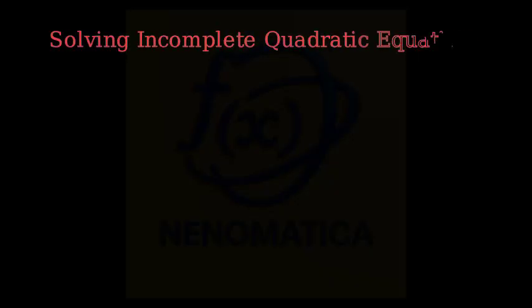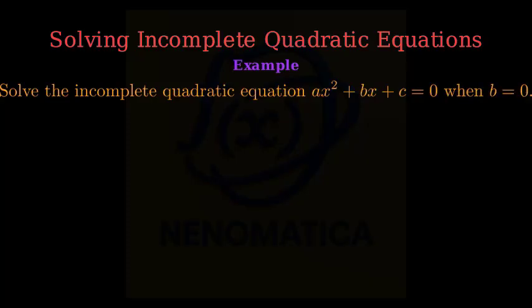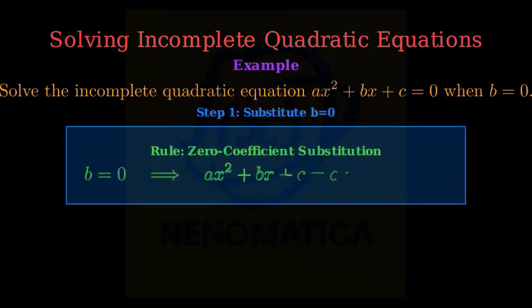Welcome to this mathematics tutorial, where we'll solve incomplete quadratic equations when the coefficient of x is 0. Let's start with an example. We'll solve the incomplete quadratic equation, ax squared plus bx plus c equals 0, when b equals 0. Step 1. Let's substitute b equals 0 into our original equation.